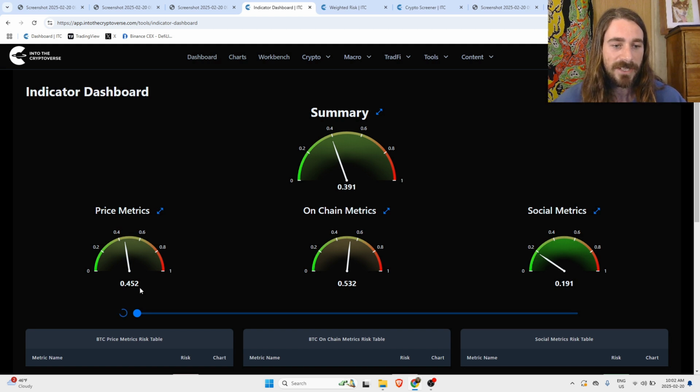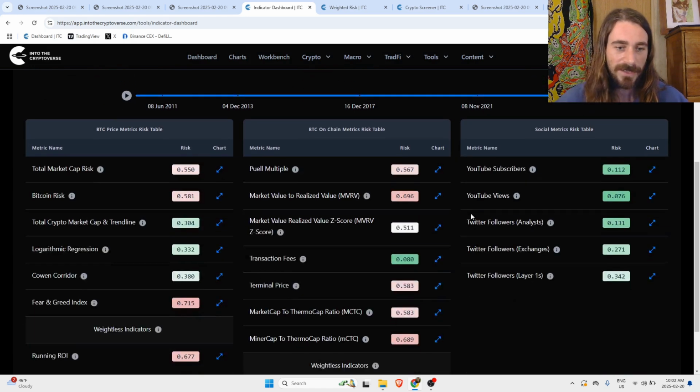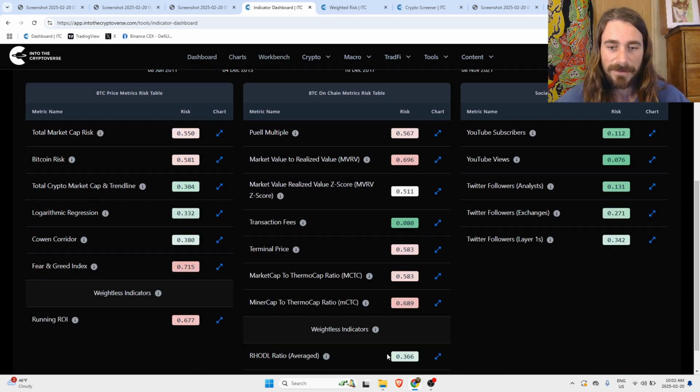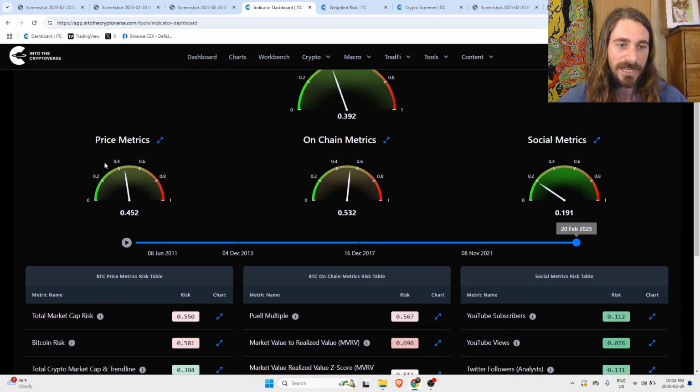We've got our price metrics here at 0.45, so again, a little bit less than neutral. On-chain metrics a little bit above 0.5, so slightly above neutral. Social metrics very low. So also tons of different indicators right through here. These indicators are all the ones used to come up with the metric right here.